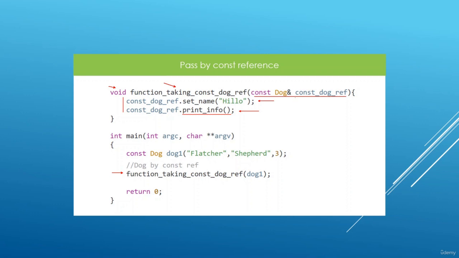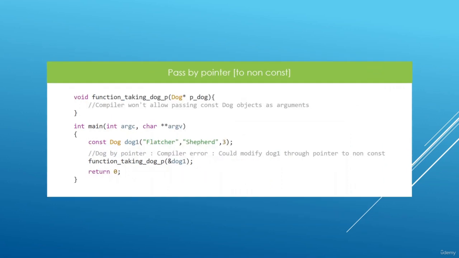Our dog object that we pass by reference here is really going to be useless in this function body here. We can't read from it. We can't write to it. We can't basically do anything with it. So passing by const reference isn't really going to work for you either. Okay, passing by reference isn't really working for us.